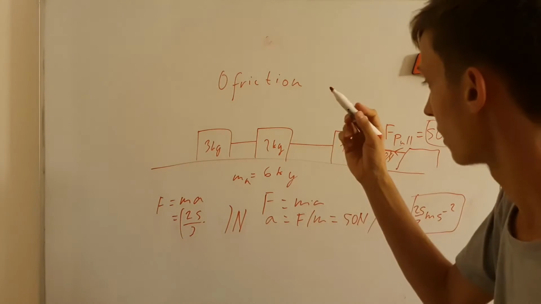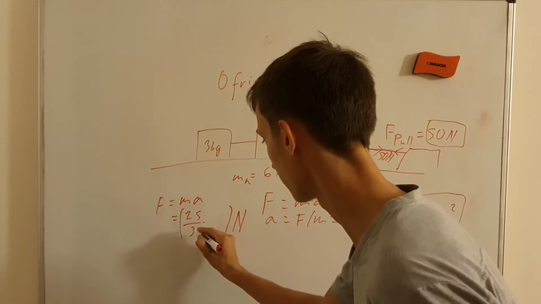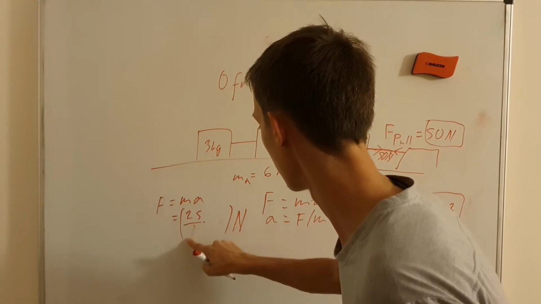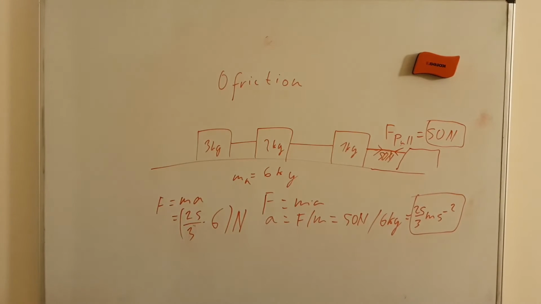25/3 times the m, so the a is 25/3, the order of multiplication doesn't matter, and the m is the 1, 2, 3 together, which is 6. So again, I have the 50 newtons, which is right.